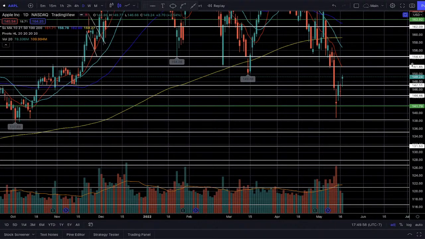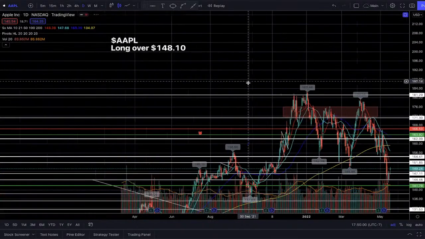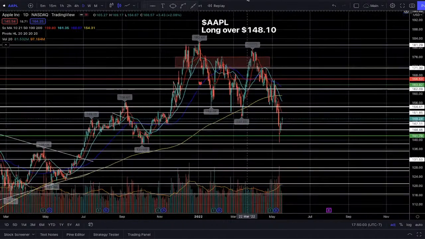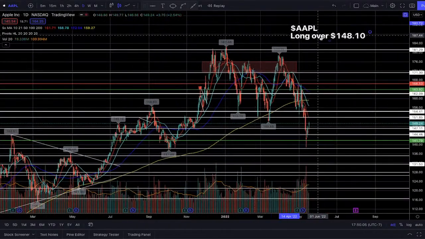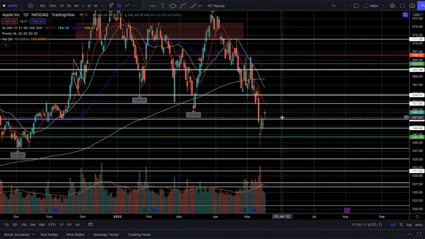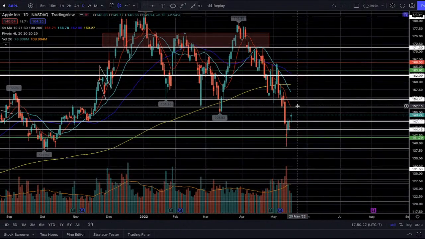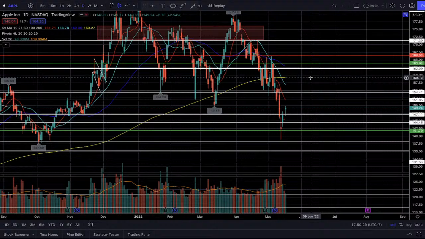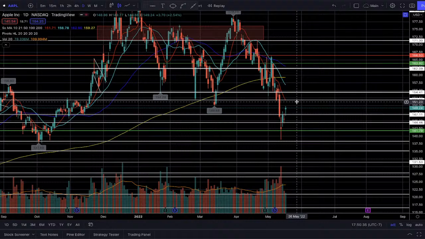kind of early. I wanted to wait for a confirmation of 148, since I did post this on the newsletter: long over 148.10. But I kind of wanted to see a nice bounce play at the previous level of resistance, which is 147, but we use it as support. So I took a bet on that and got in around 147.50. So potentially, this will be a great swing trade for the next few days if we decide to continue to come back and retest the 10 SMA, which I think it will.